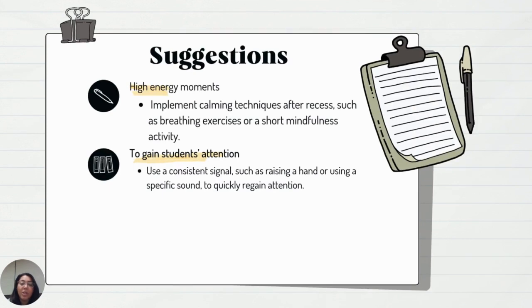So my colleague's suggestions were, in high energy moments, implement calming techniques after the recess, such as breathing exercises or a short mindfulness activity. And to gain students' attention, use a consistent signal, such as raising a hand or using specific sounds.